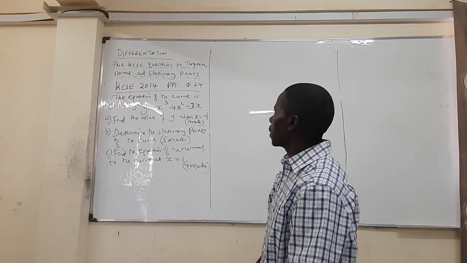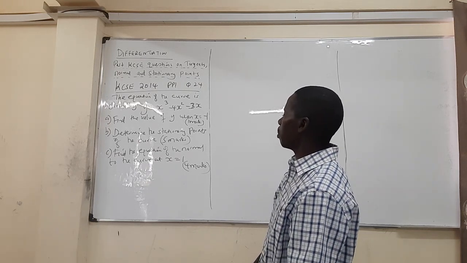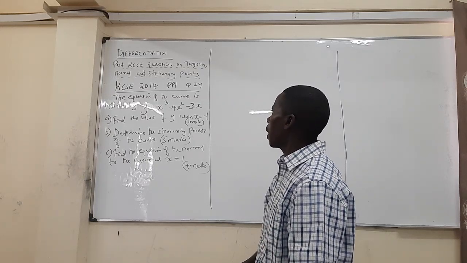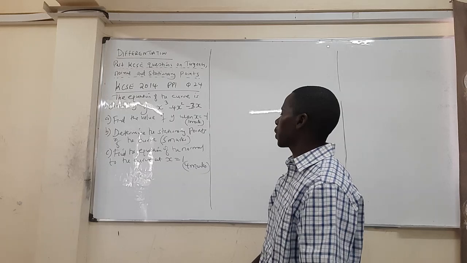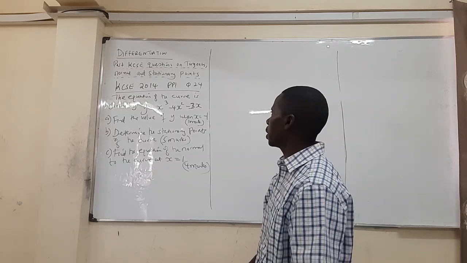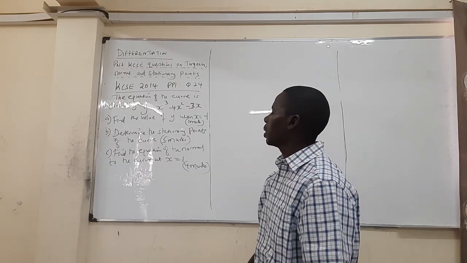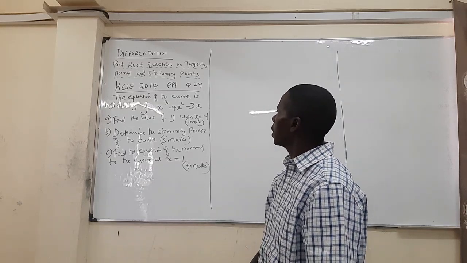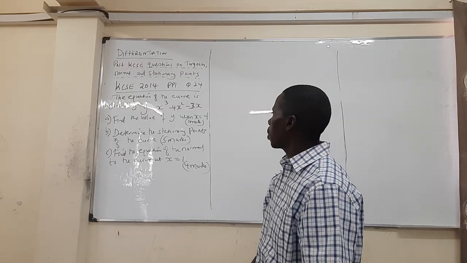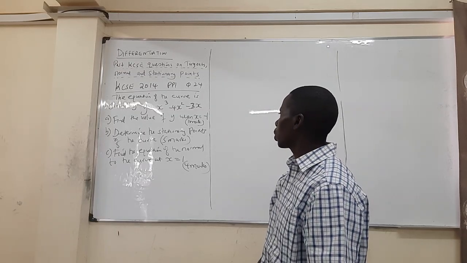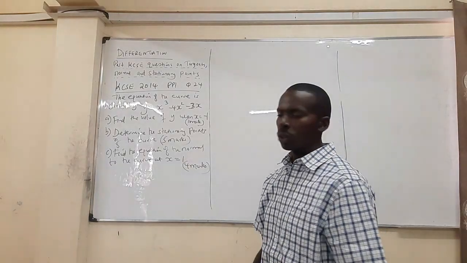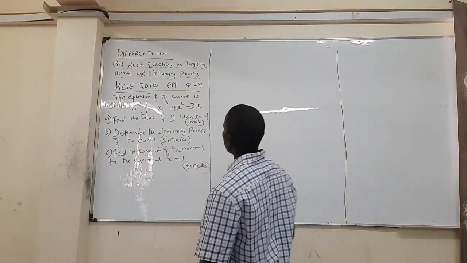This is from the KCSE 2014, paper 1, question number 24. The question says that the equation of a curve is given by y equals x cubed minus 4x squared minus 3x. You have to get the value of y when x is equal to minus 1, then determine the stationary points, and also find the equation of the normal to the curve at x equals 1. So let's start with the first one.